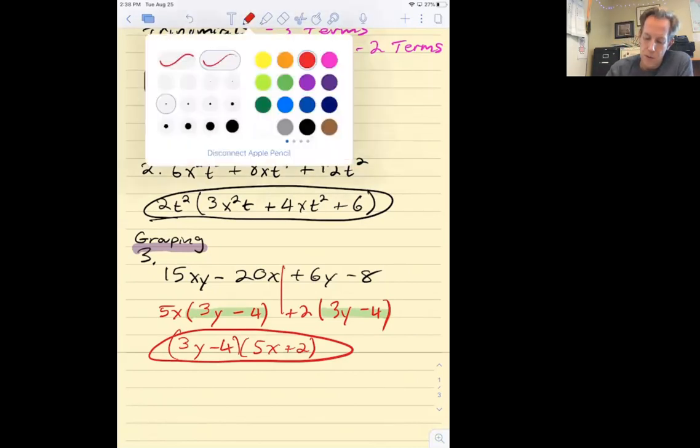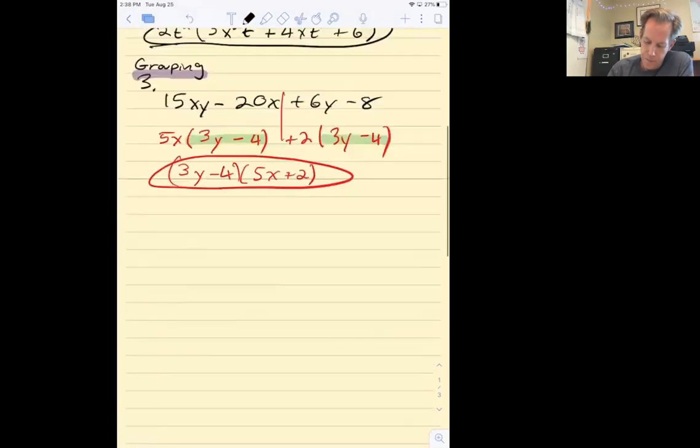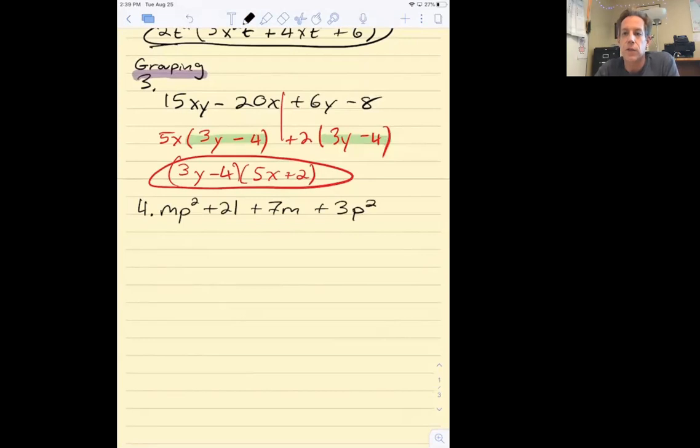All right, so let's go through another grouping problem. Again, you might pause the video and give this one a try. This one's a little bit tricky, so see if you can figure it out.